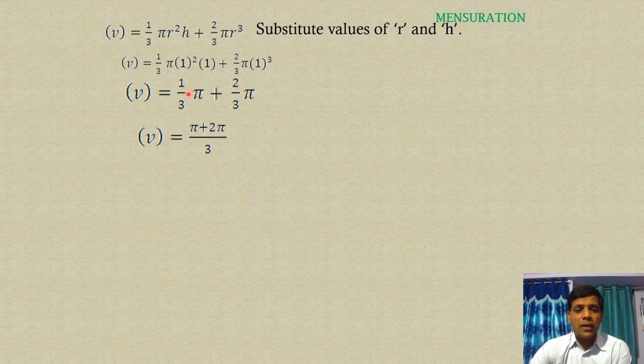In the next step, v is equal to LCM 3, and 3 in 3 one time, so 1 into pi, 1 pi. 3 in 3 one time, 1 into 2 pi, 2 pi. So pi plus 2 pi, we get 3 pi. 3 pi by 3, the 3 and 3 cancel. What is the remaining value? Pi. So volume v is equal to pi. Volume is always indicated in centimeter cube based on the given data. So volume v is equal to pi centimeter cube.